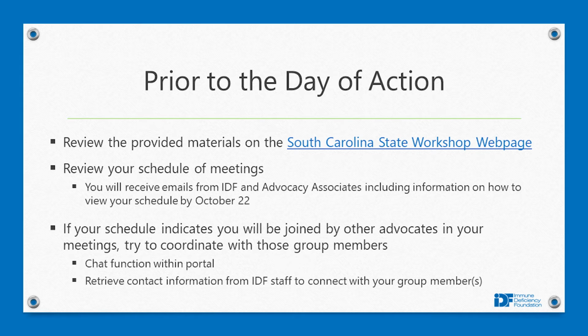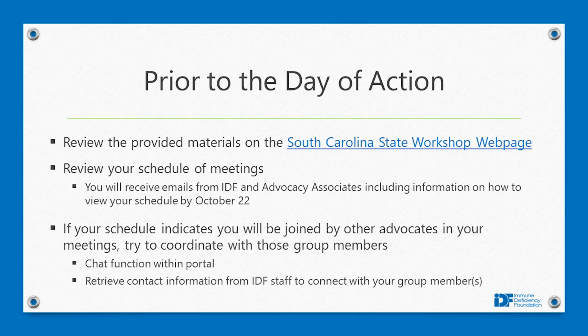Additionally, be sure to review your schedule of meetings before that day of action rolls around as well. So you will be receiving an email from both me and Advocacy Associates that will include information on how to access and view your schedule. So just be sure when you get that email to go online, check out your schedule, and just make sure that you don't have any conflicts and that you'll be able to attend those meetings. Also just wanted to mention, if you don't receive an email about your schedule of meetings by October 22nd, which is the Friday before the day of action, feel free to please reach out to us directly and we'll make sure that you get that email so you can view your schedule.